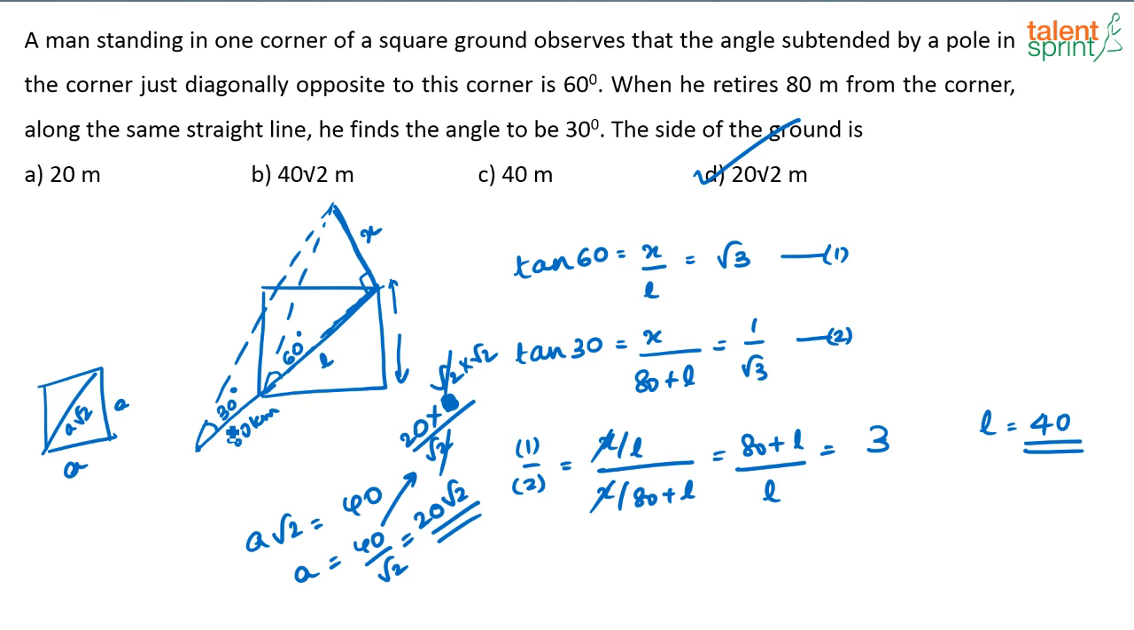So here, based on the given information, we draw the diagram and we have two right angle triangles. So using these two right angle triangles, we write what is tan 60 and tan 30. By dividing these two equations, we are able to find the value of L, which represents the diagonal of the field. From that, you are finding the side.